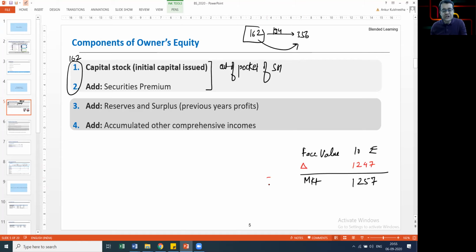This is the issue price. It is the price which is finally going to come out of the shareholders' pocket. 1257 is the sum total of both of these put together, out of which 10 rupee face value, on which stamp duty will be paid, on which dividend will be calculated, is only 10. And the premium, the name itself is delta. Premium anyway means delta. That's 1247. If someone asks you, what is the meaning of securities premium? It is the amount by which the issue price exceeds the face value.